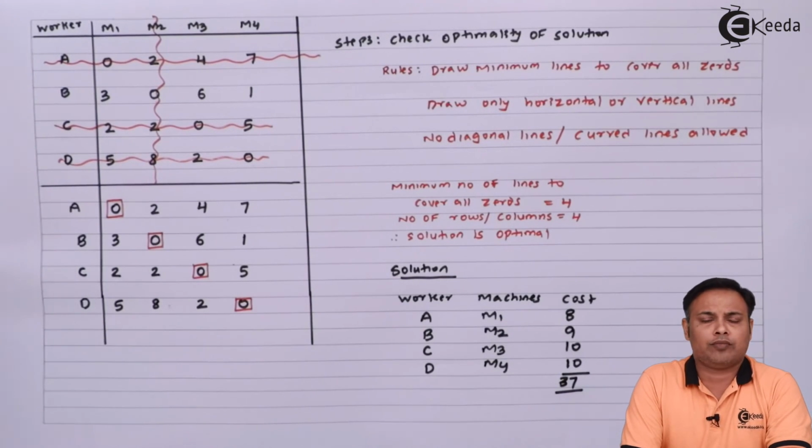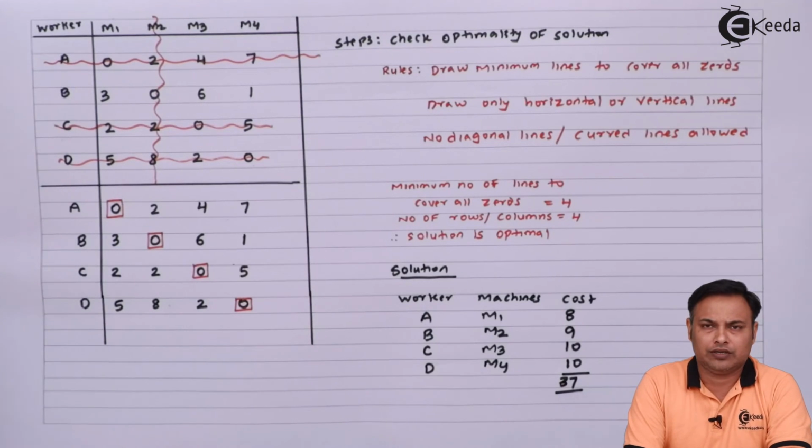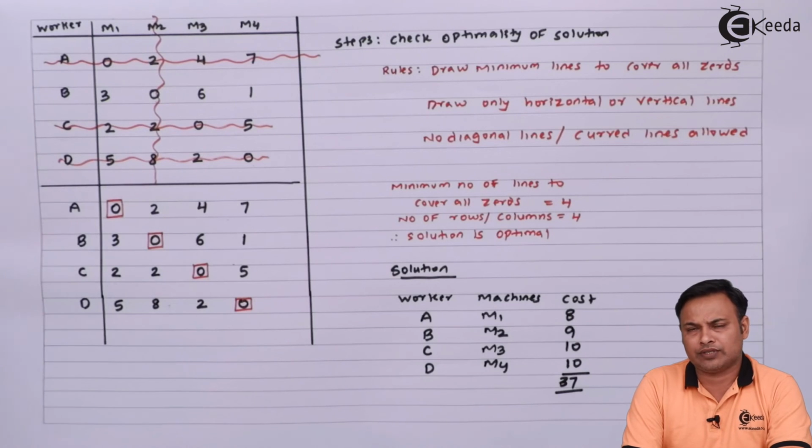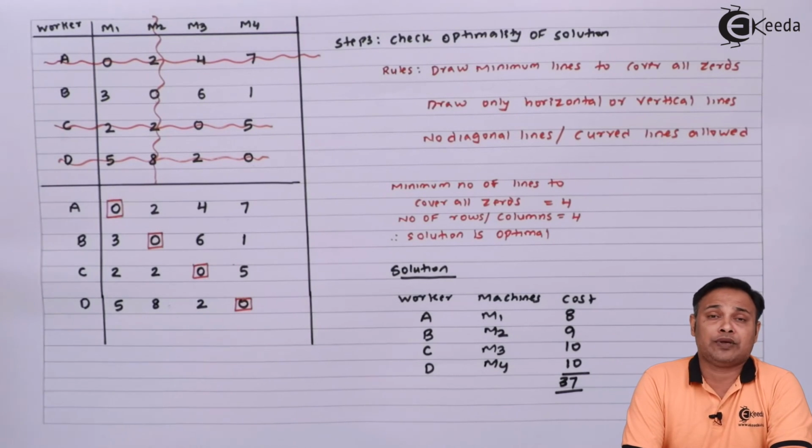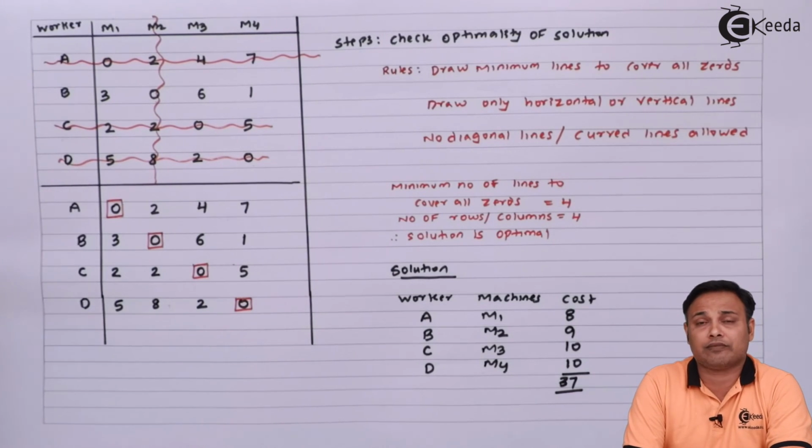So we have done a problem based on assignment by using the Hungarian assignment method. This was the first problem. I got exactly 4 lines which were required to cover all the zeros. This has been the first problem. It was the easy one. Now we'll see what happens in case my number of lines doesn't match.